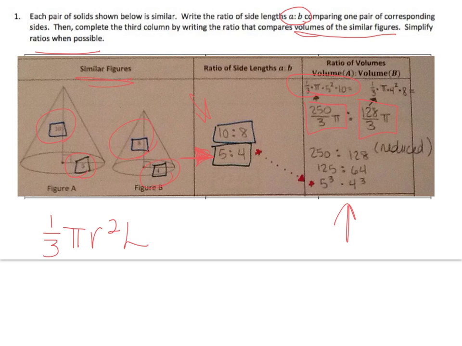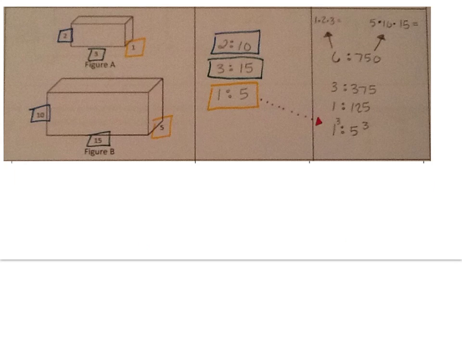Go ahead and reduce it, which means I can cross that off, I can cross that off, and I'm left with 250 compared to 128. Divide by 2 gives me 125 to 64, and I have a few perfect cubes there. So that right there, and you can see I can relate it back to my single dimension comparison of lengths. We'll see a pattern here.